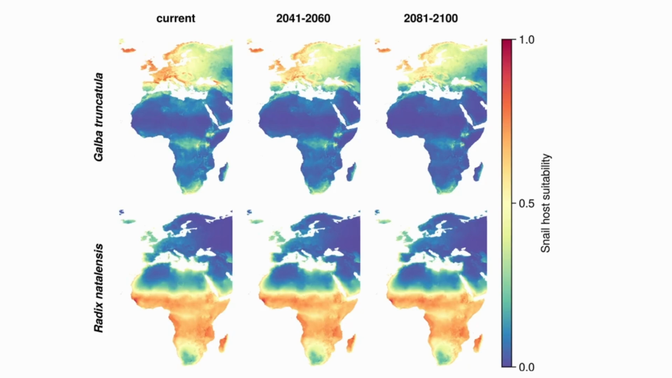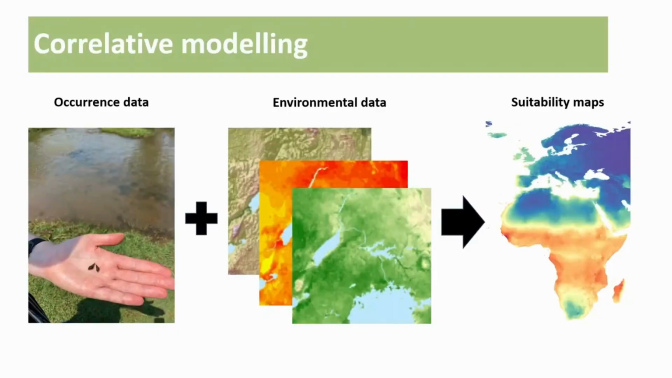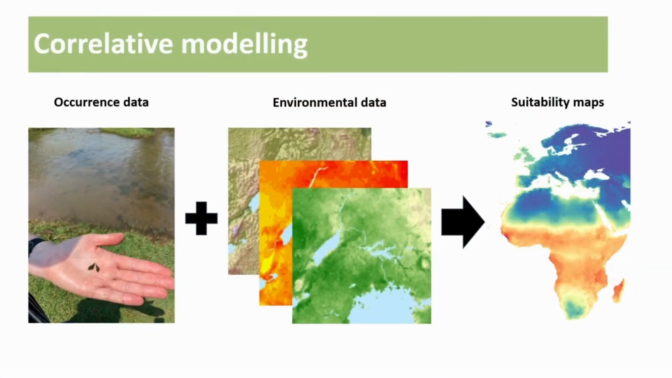So the conditions are moving away from the conditions that are similar to those where we typically find Galba truncatula. That's probably because, as we saw earlier, you often find it in places where it's cold and wet, and the planet is warming up with climate change. So just to recap, we've done this exercise in correlative modeling very quickly, where you go from occurrence data gathered in the field, combine those with environmental data, so temperature and precipitation, and combine those with machine learning, with statistical models, to make these suitability maps, where you're likely to find a species, in this case an intermediate host for Fasciola.